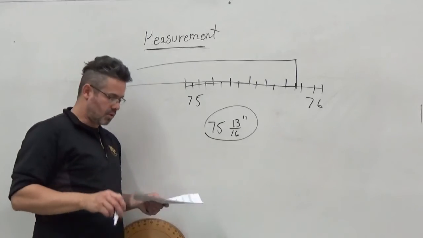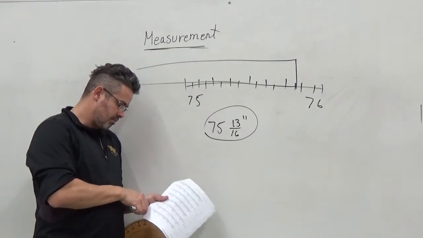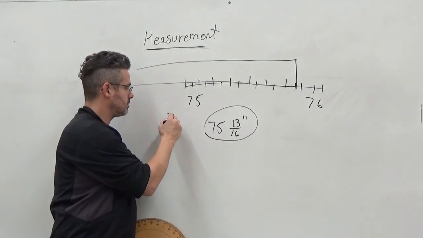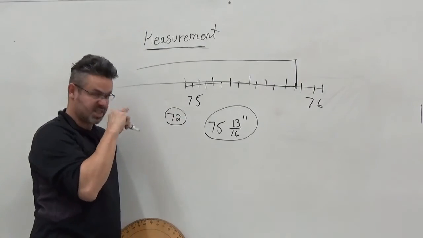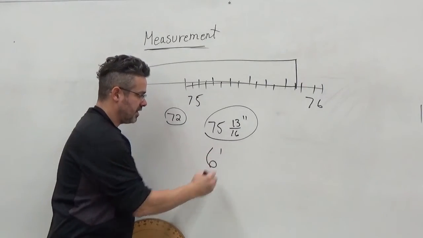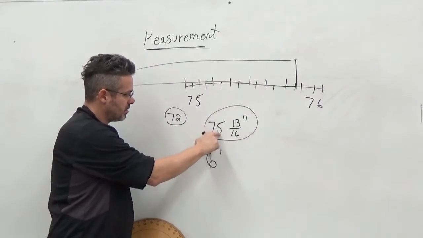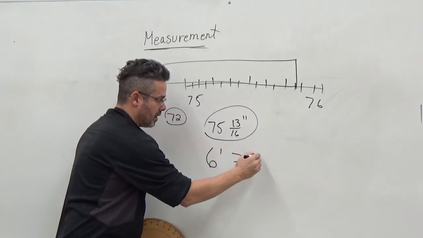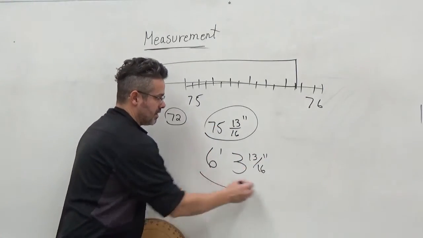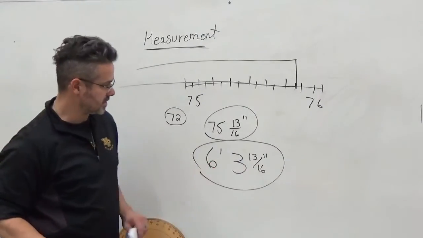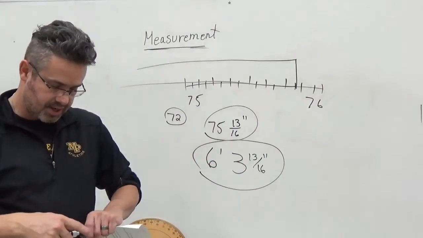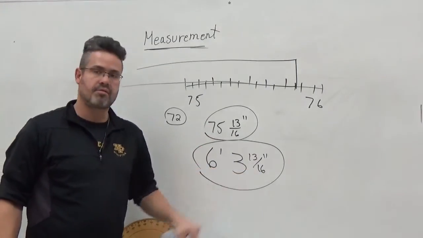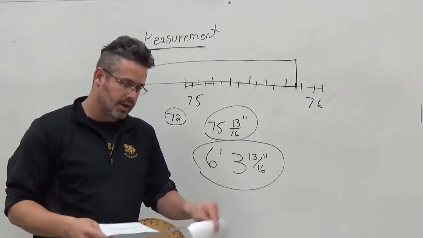Now you've got to know your multiples of 12. What number that's a little bit lower than 75 is a multiple of 12? Hopefully you're going to say, oh, 72 is a multiple of 12, 6 times. So that means 6 feet. How many inches are left over? From 72 to 75 is 3 inches, and I still have the same fraction, 13/16. This would be a really good answer. I'd like that one too. So challenge yourself to see if you can break answers down into both inches and fractions of an inch, and feet, inches, and fractions of an inch. Give that a go.